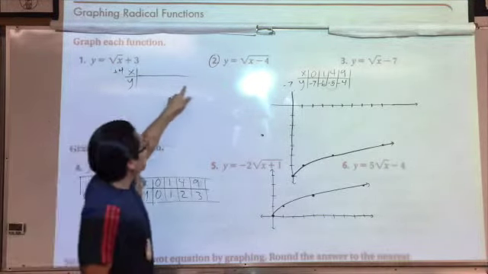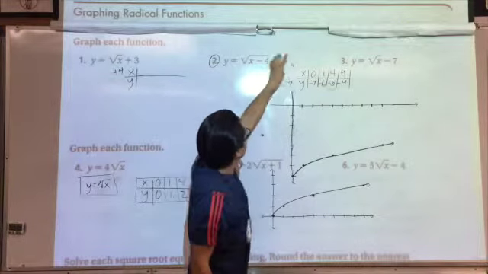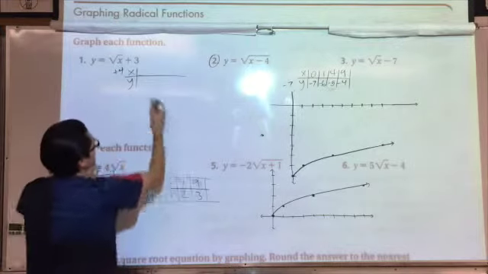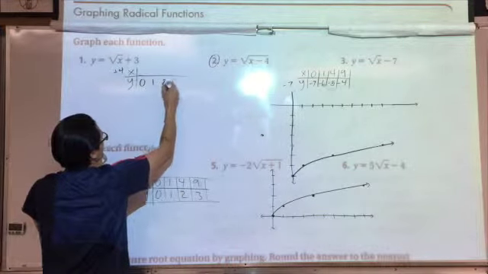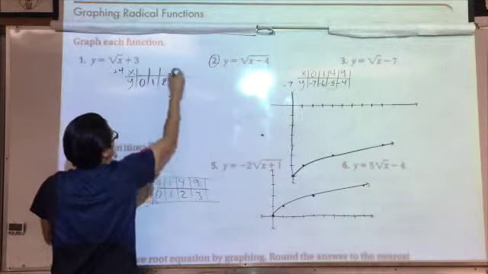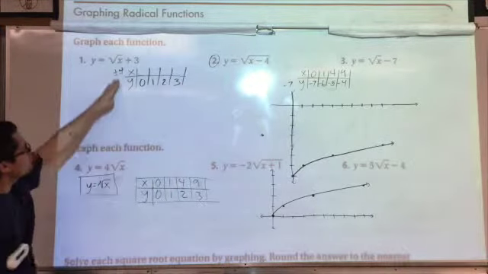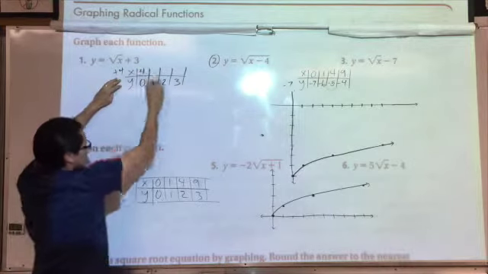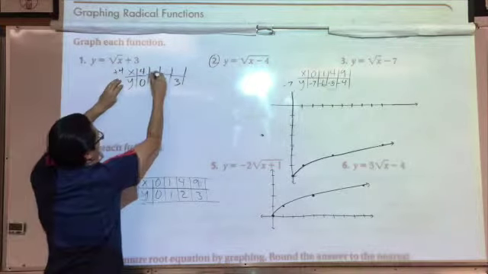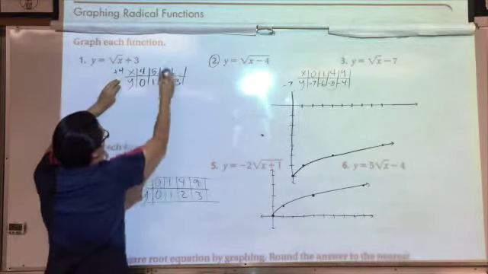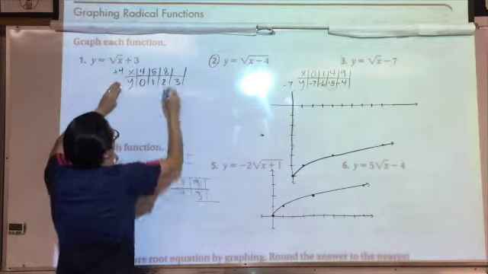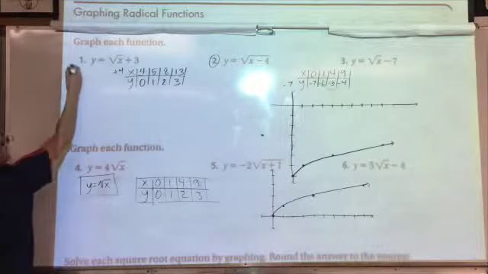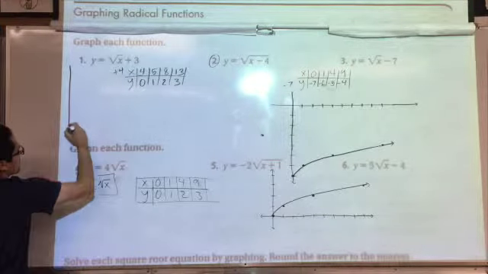What happens to the y values? Nothing, right? There's nothing outside of the radical. So the y values are going to be the exact same as my parent function. 0, 1, 2, and 3. My x values, though, are going to change by 4. 0 plus 4 is 4. 1 plus 4 is 5. 4 plus 4 is 8. And 9 plus 4 is 13. There it is. And now we can draw our graph.